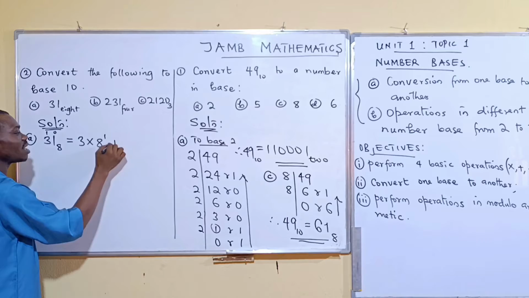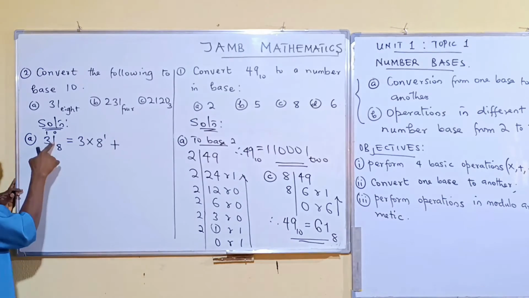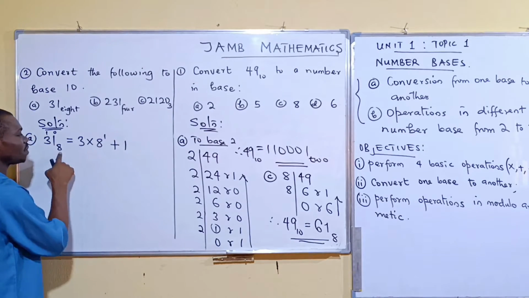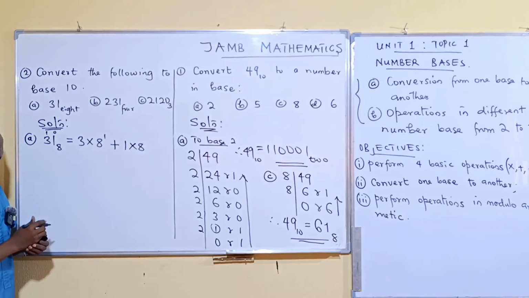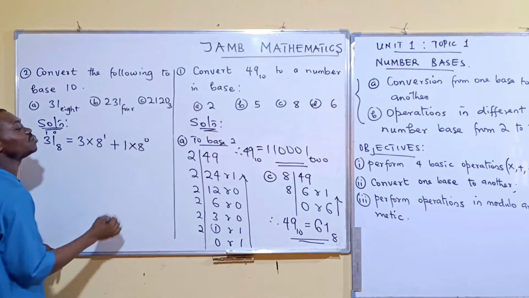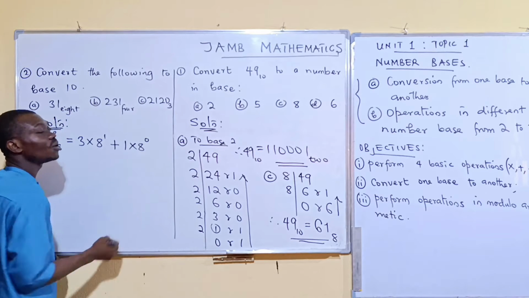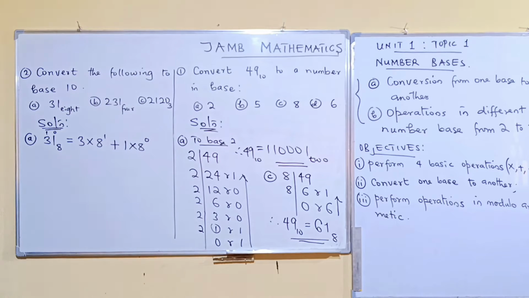And then you now add. So you pick this 1, multiply by the same base, just the same process until you pick all the digits you have there. And then in this case, you raise to the power of 0. Okay, so that's the way it works.